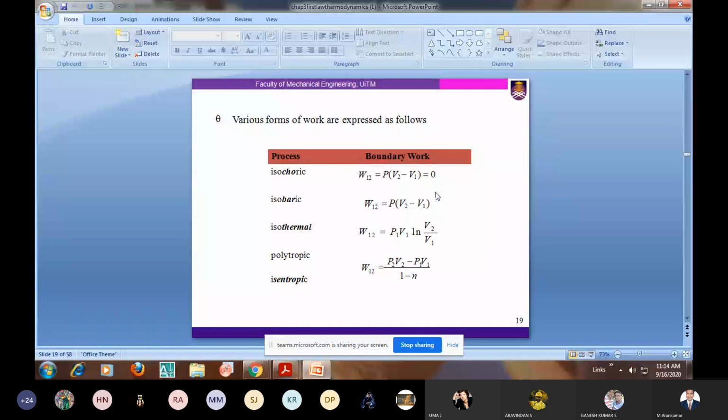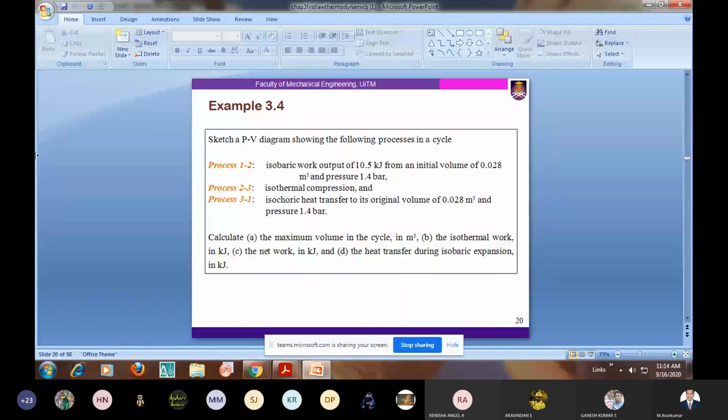So you have to remember these formulas. We know how to derive these equations. Then we can directly go to the problems.